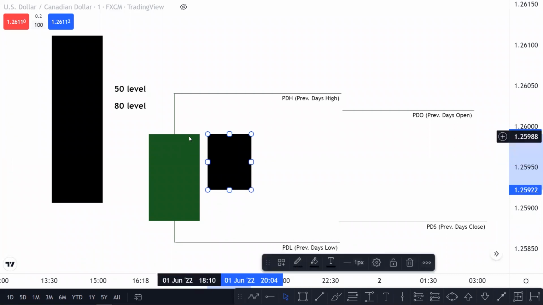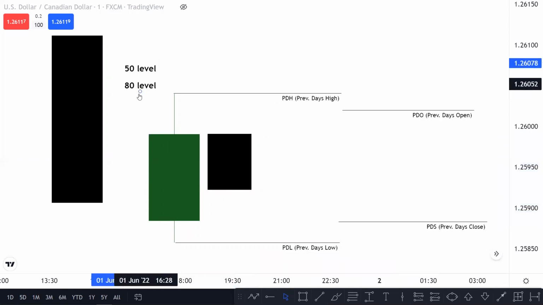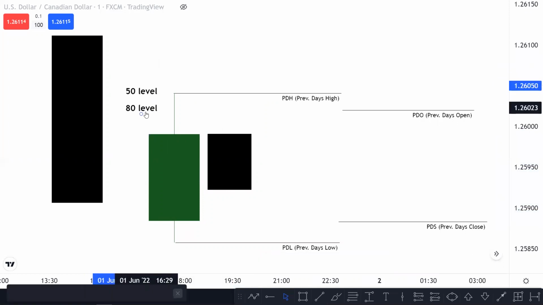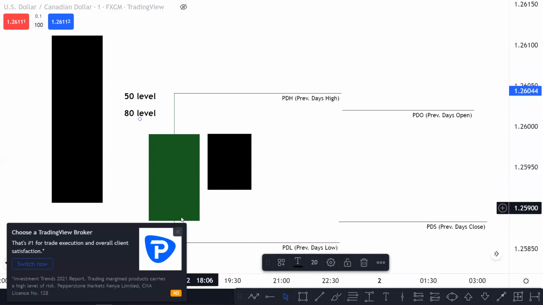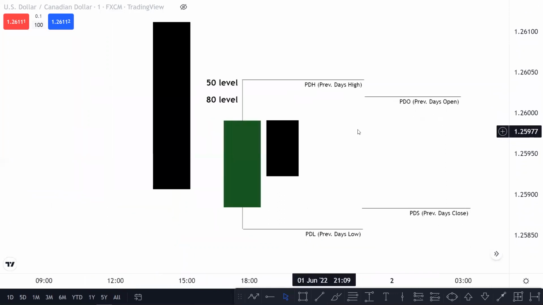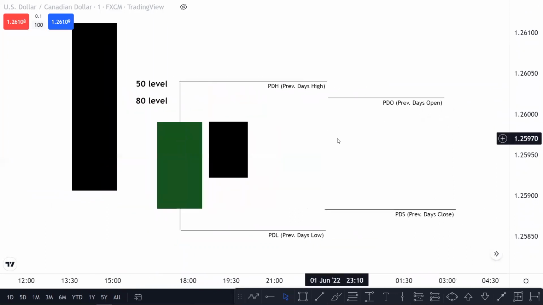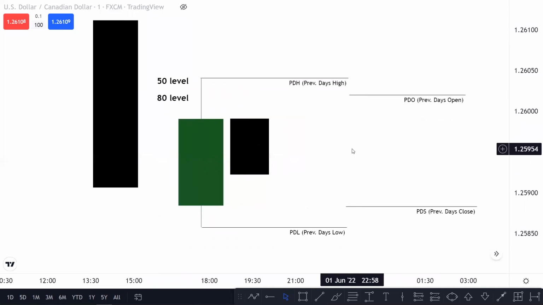What are we looking for between the previous day's high and low? On this candle, we're looking at 2 institutional levels, 50 and 80. On a good candle, if price attacks below first, you're looking for these 2 levels. The Asian range at open and the Asian range at close.